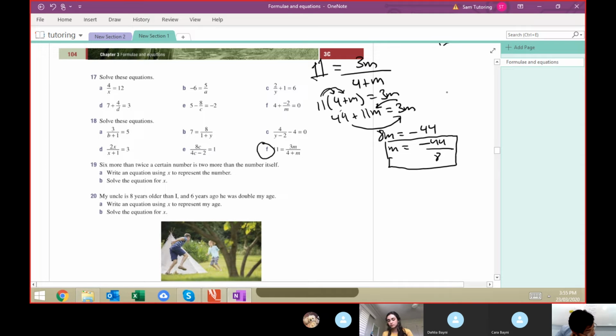Is there anything at all during this calculation that was confusing? No? Happy with that? How about you do question C by yourself? This question here, question C.